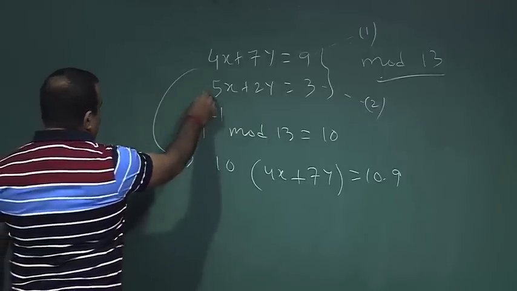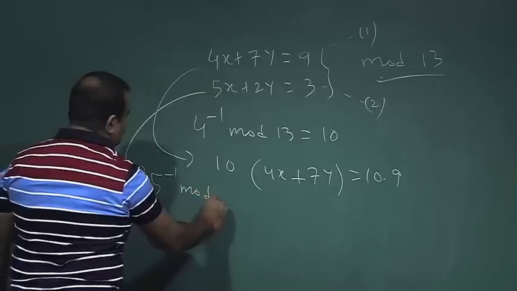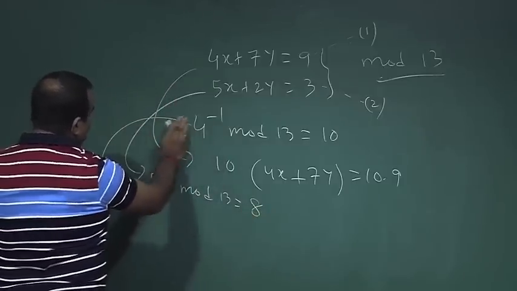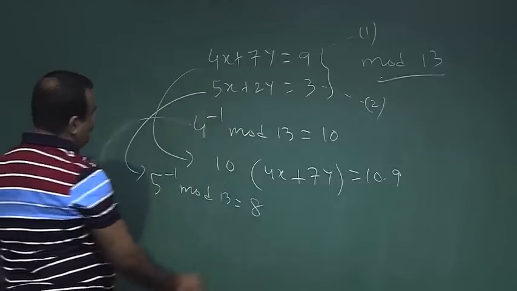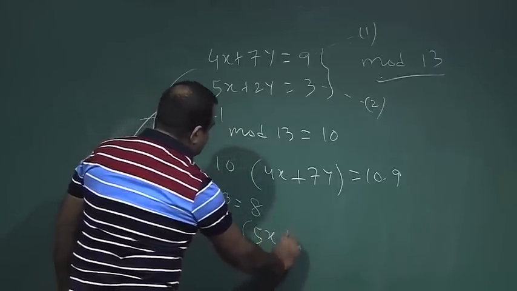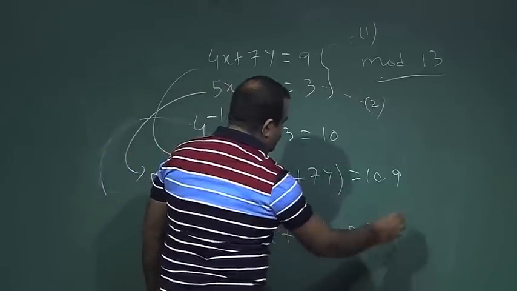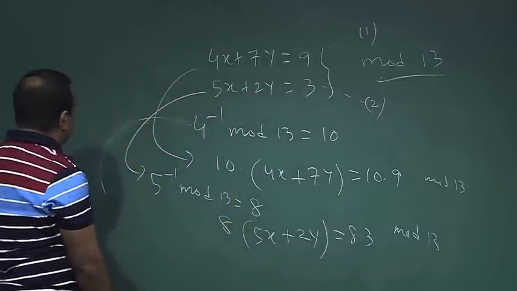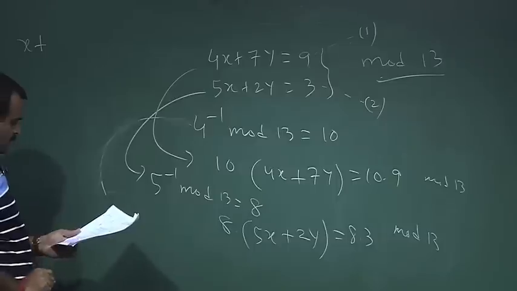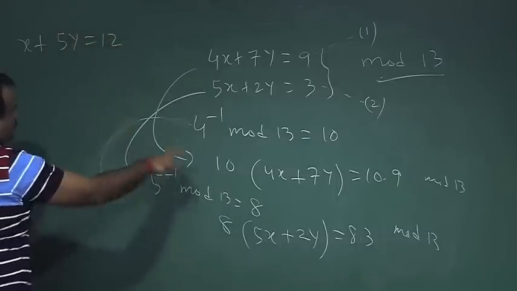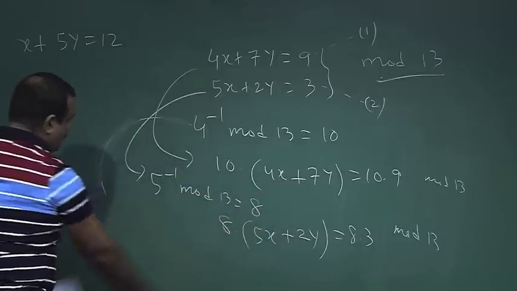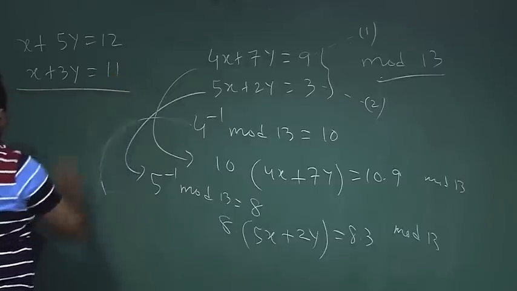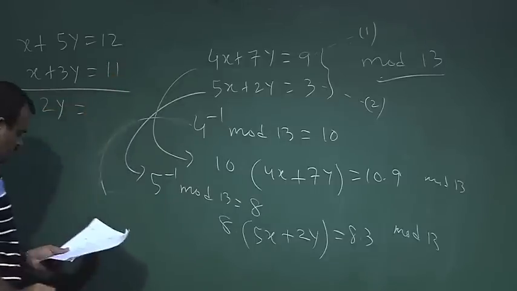Similarly, 5 inverse mod 13 is basically 8. So we multiply the second equation by 8: 8 into (5x plus 2y) is equal to 8 into 3 mod 13, every operation under mod 13. If we multiply this out, we get two equations: x plus 5y equal to 12 from the first equation, and x plus 3y equal to 11 from the second. Now, if you subtract, we get 2y equal to 1.